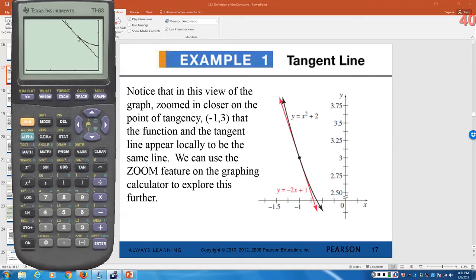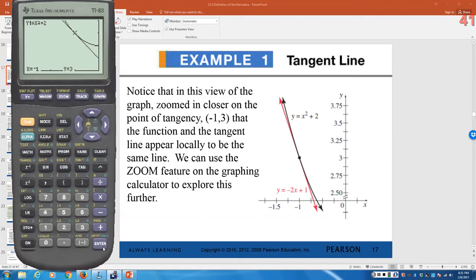I'm going to go to second trace, and then choose value and tell it x equals 3, because I want to see that point of tangency, or x equals -1, I'm sorry, not 3. X equals -1, and hit enter. And what did you not like? Oh, you didn't like my subtraction sign, I'm sorry. So there's the point of tangency.